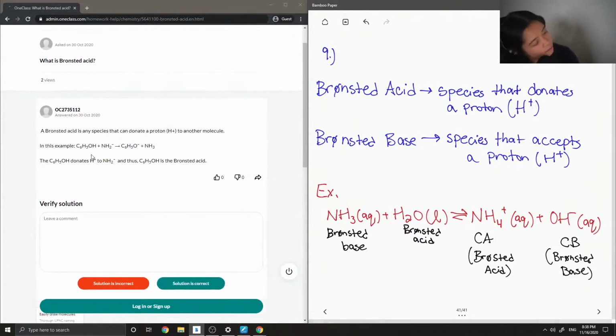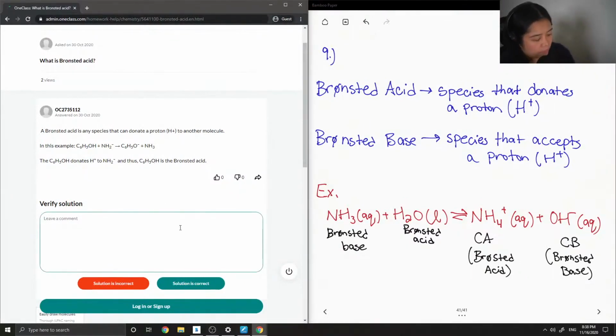Okay, so let's look at the junior tutor's answer. A Bronsted acid is any species that can donate a proton to another molecule. Okay, so they have an example as well. C6H5OH plus NH2- makes C6H5O- plus NH3. This donates an H+ to NH2-, and thus C6H5OH is the Bronsted acid. Yep. So this solution is correct.